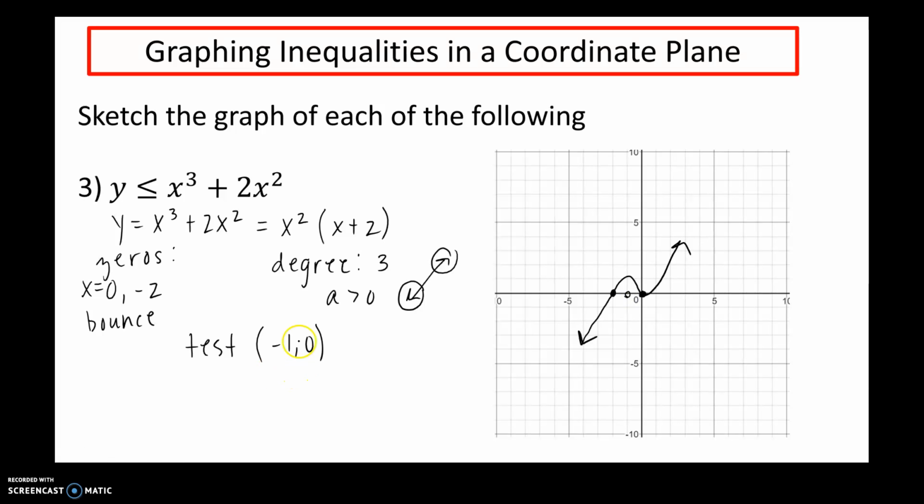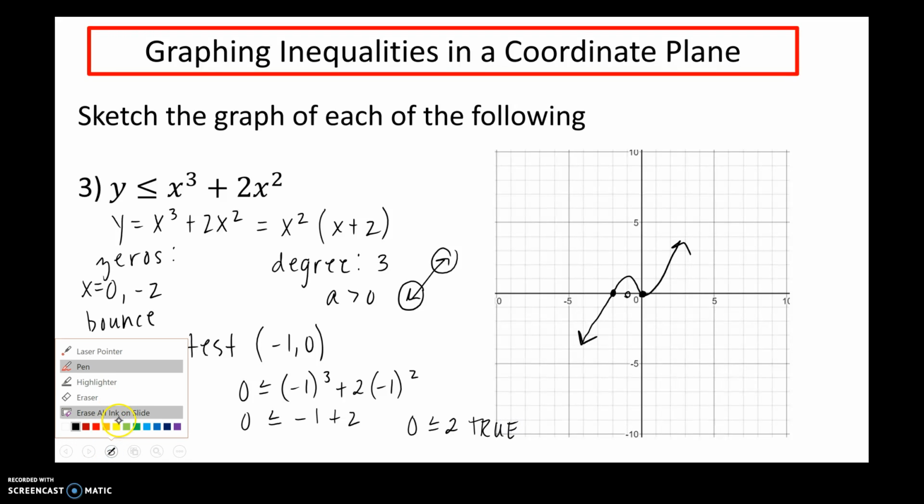When I plug in (negative 1, 0), I get 0 is less than or equal to negative 1 cubed plus 2 times negative 1 squared. Is 0 less than or equal to negative 1 plus 2? 0 less than or equal to 2. So after simplifying, this is a true statement. So I have to shade the region that includes that test point of (negative 1, 0). So that'll be the region below the graph of my polynomial.